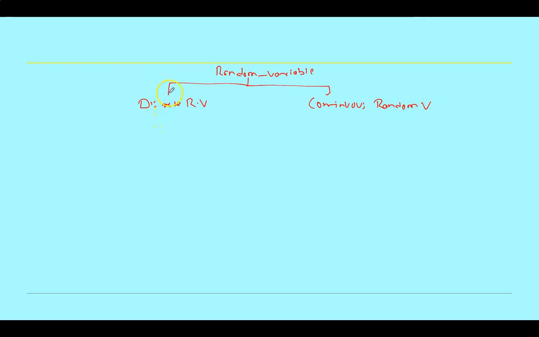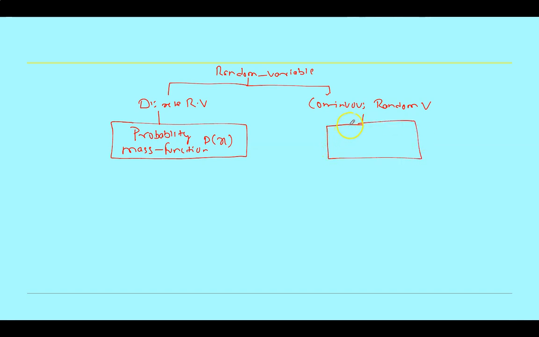Based on a discrete random variable, our probability distribution will be based on the probability mass function. And for a continuous random variable, the probability will be based on the probability density function. So this is f(x).